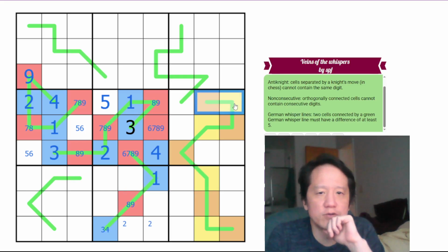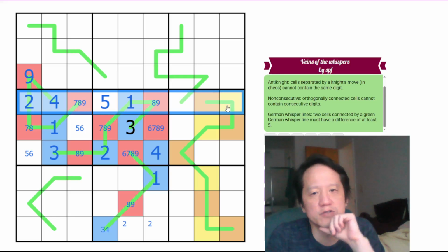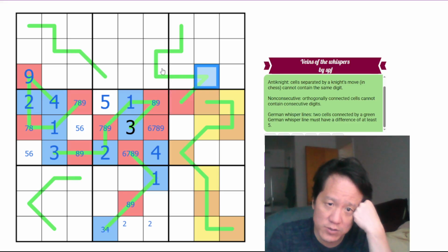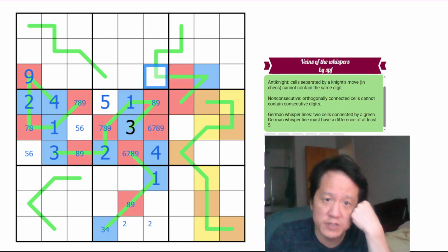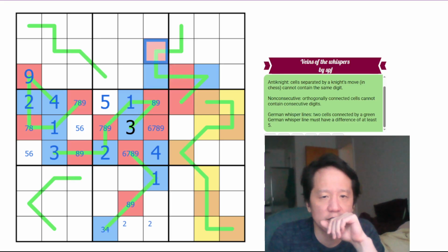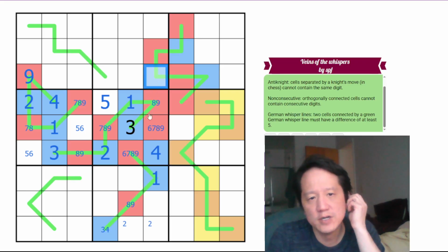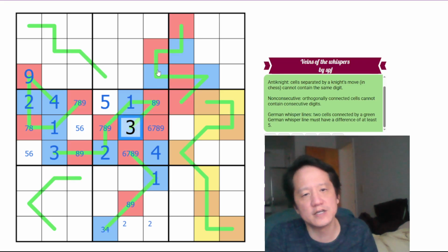Okay. We know one of these digits is low and one of these is high. So that means we have 4 lows in row 4, which eliminates lows from the rest of the row. So this must be high, which makes this low, which makes this high, which makes this low, which makes this high, which makes this low, which makes this high. Okay. So this is 2 or 3, but it can't be 3 because of anti-knight, so this must be 2 then.